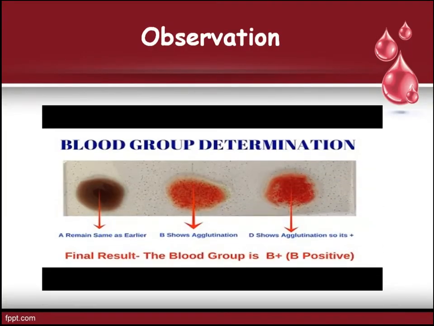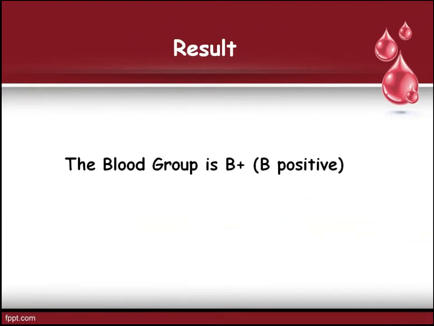Observation is, there is agglutination in B, agglutination in D and agglutination absent in A. It indicates that there is the presence of the blood group B positive, in that the agglutination in B and the agglutination in D. Result, the blood group is B positive.